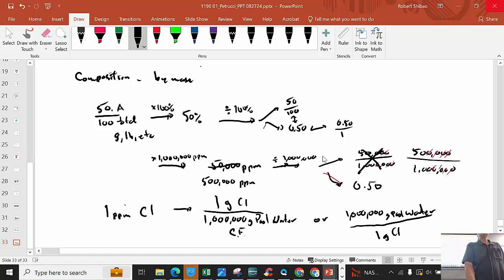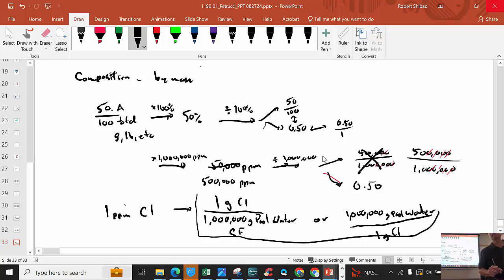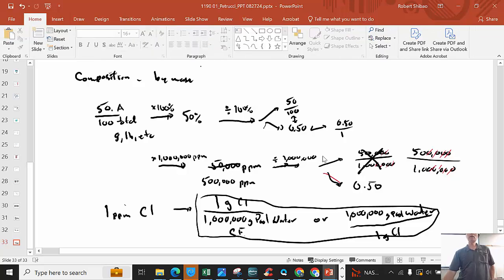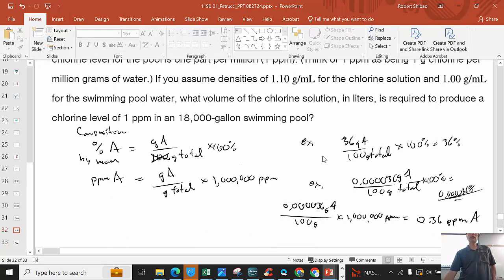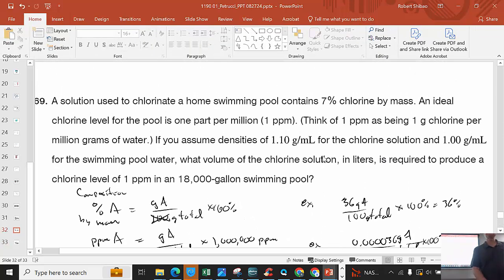I think all of the conversion factors are going to be intensive properties. So this automatically for me is a conversion factor. And so I log this in my mind. Okay, this is a conversion factor I'm going to use to convert from grams of pure chlorine to grams of pool water and vice versa. All right, let's take a look at the other information that's given here.